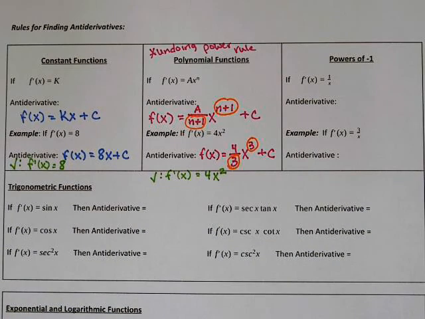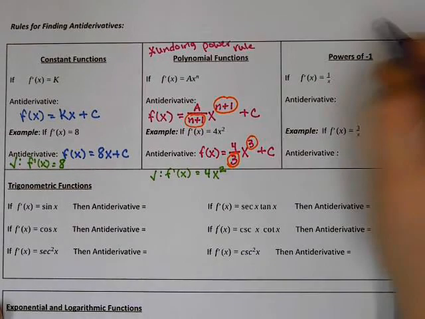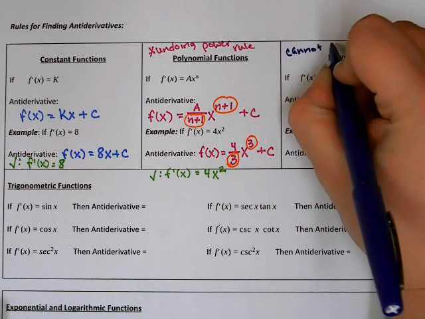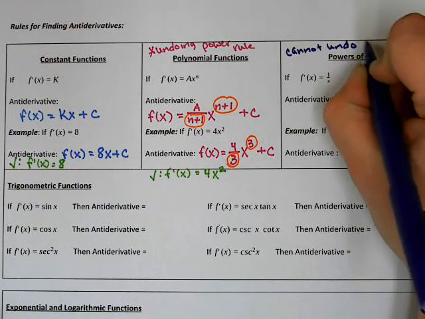Okay, powers of -1. This one is super, super important. This is not undoing the power rule. So you cannot undo the power rule.